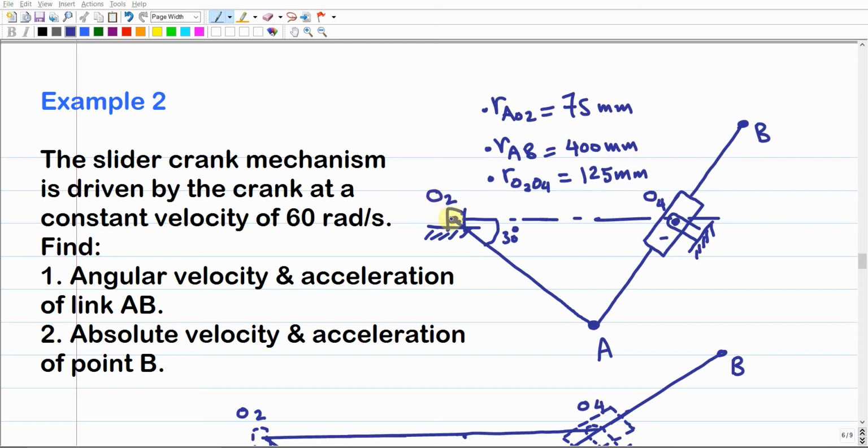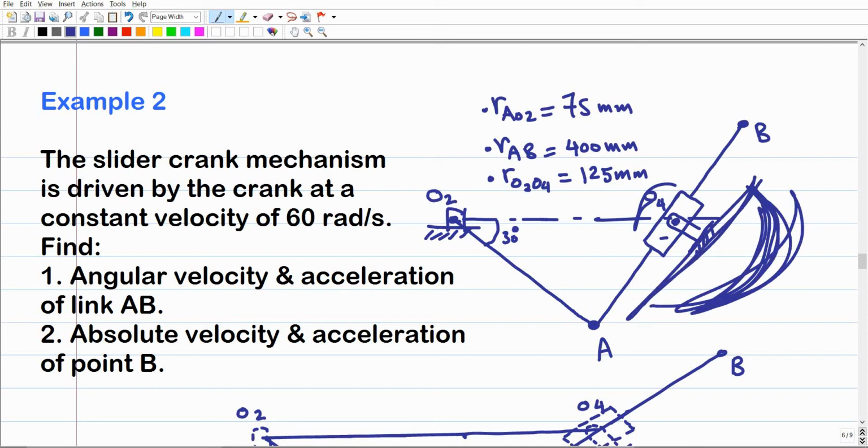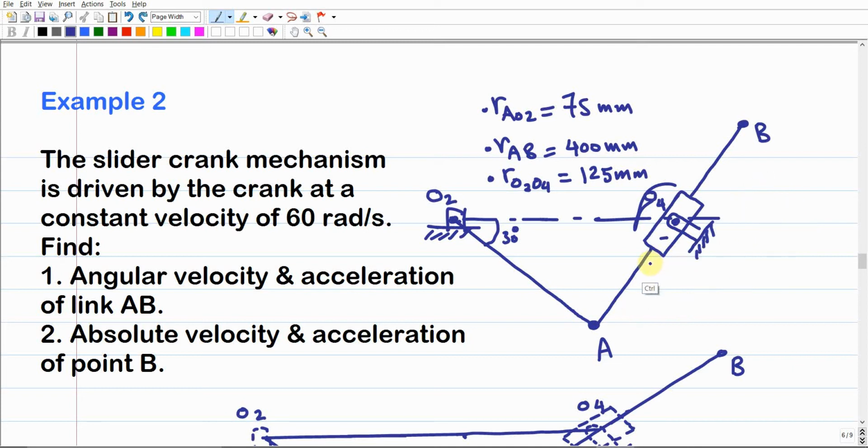In addition, for sure, there is a hinged support here at O2. But the support at O4 is also a hinged support. So what does it mean? It means that this slider itself can rotate in position to allow for rotation. You're gonna see this link AB is going to rotate, but in the meanwhile it is going to slide through the slider itself.